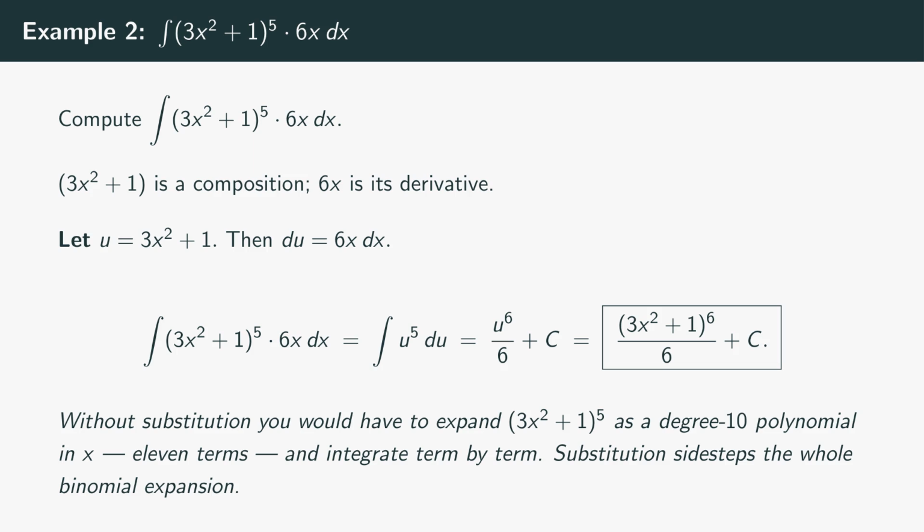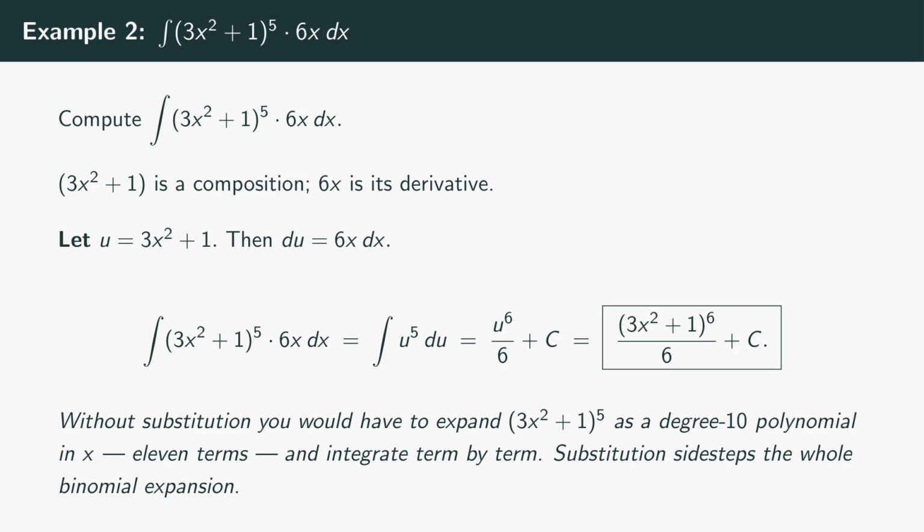Let u equals 3x squared plus 1. Then du equals 6x dx. Substitute: the quantity 3x squared plus 1 to the fifth becomes u to the fifth, the 6x dx becomes du, and the integral is just the integral of u to the fifth du. That's a power rule integral: u to the sixth over 6 plus c. Back substitute: quantity 3x squared plus 1 to the sixth over 6 plus c. Done. Pause for a second on what we avoided.